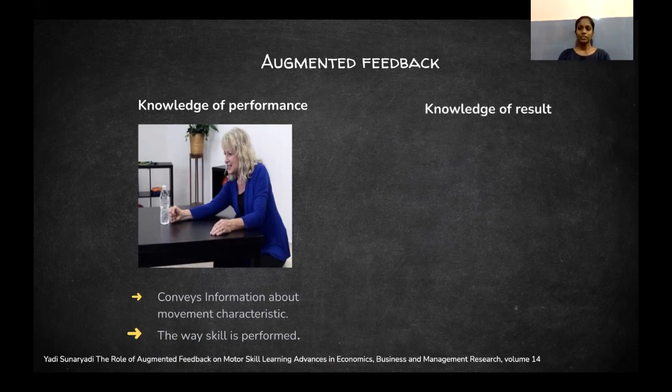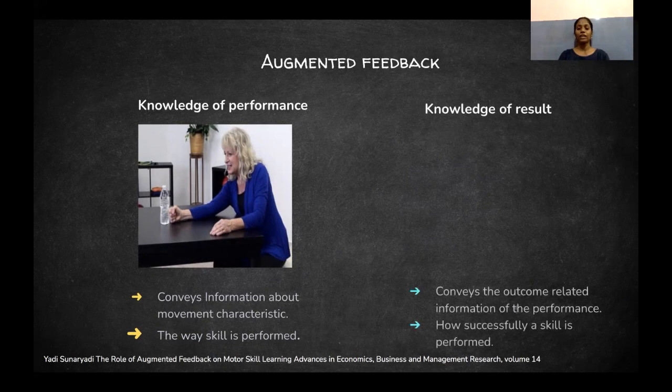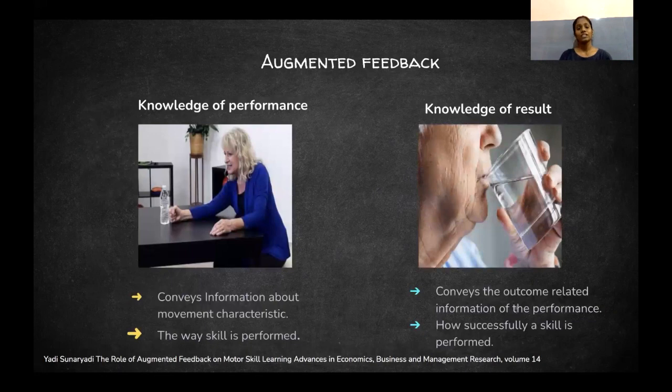In knowledge of result, we are giving outcome related information in context to performance, how successfully the skill is performed. For example, how successfully the patient drinks the water, or how accurately the patient drinks the water compared to previously or the day before.